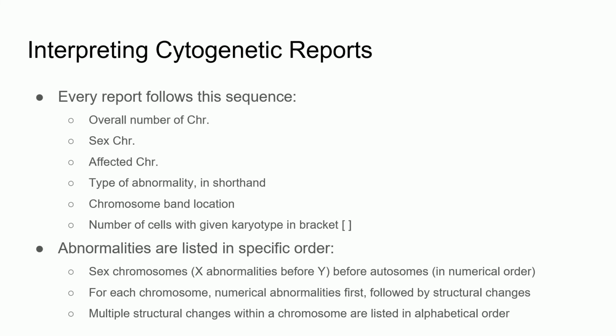When describing the abnormalities in a karyotype, there is an order to them as well. Sex chromosomes come before autosomes, with X abnormalities coming before Y. Autosomes are ordered in numerical order. For each chromosome, numerical abnormalities come first, followed by structural changes. Multiple structural changes within a chromosome are listed in alphabetical order.